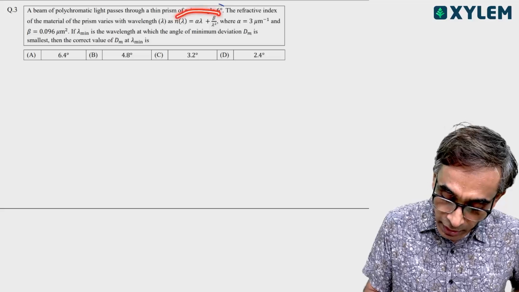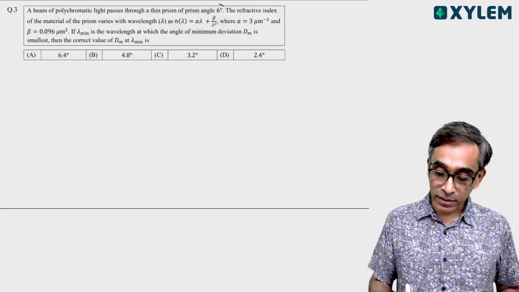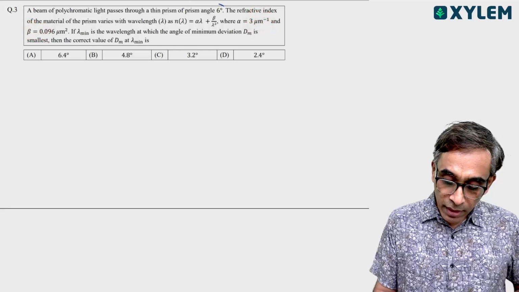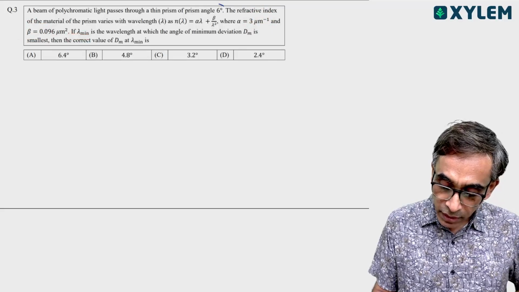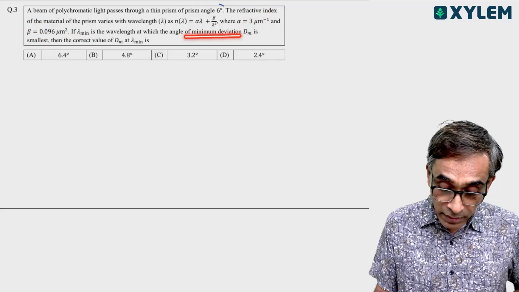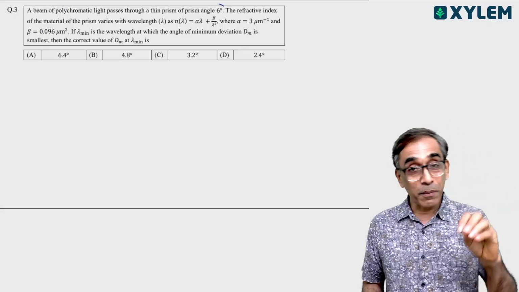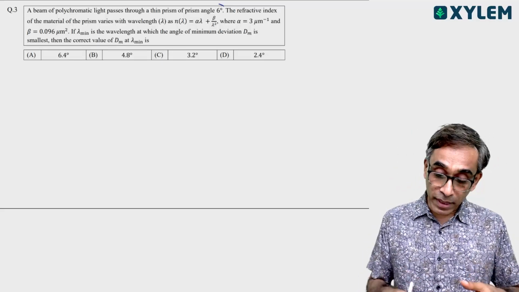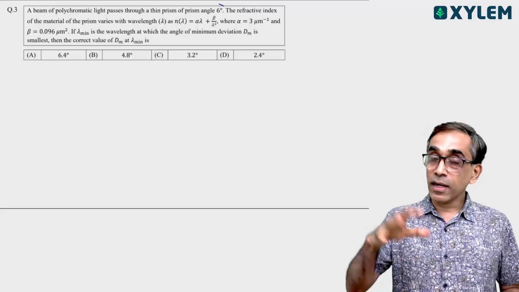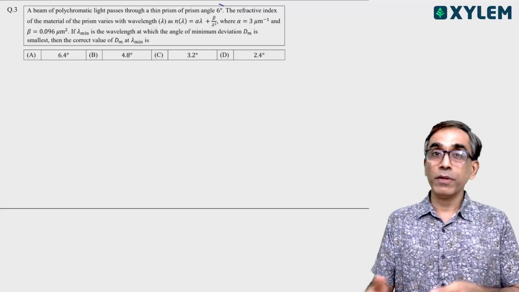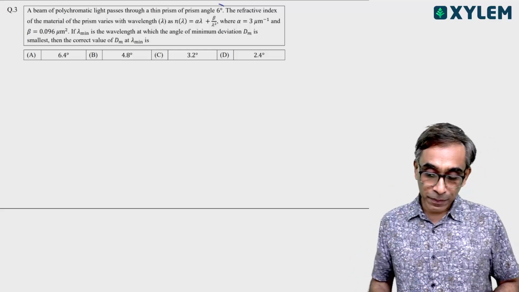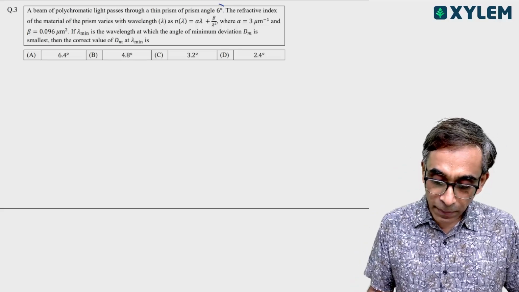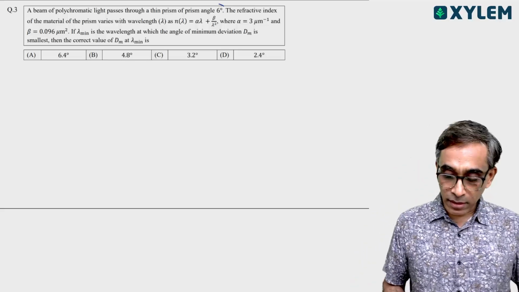Refractive index is a variable. It's varying with the wavelength, where alpha is given, beta is given. Lambda minimum is the wavelength at which the angle of minimum deviation is smallest. See, the angle of minimum deviation itself is smallest at a particular wavelength. What is the correct value of d minimum at that lambda minimum?